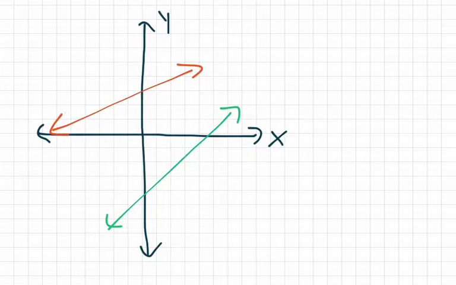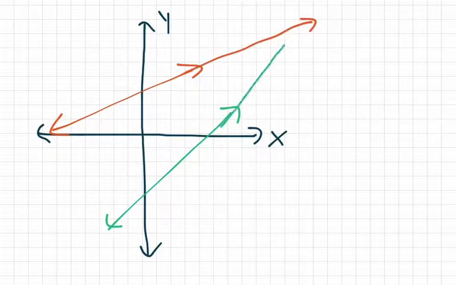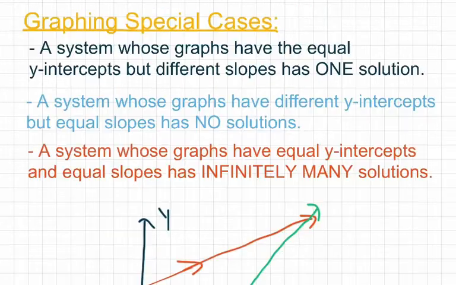If I were to extend these lines out and try and make them look somewhat good, we'd see that eventually they would intersect. So just because two lines don't intersect on the graph that you have doesn't mean that they're not going to intersect at some point. They have to be parallel in order for them to never intersect. So again, it's only parallel lines that are going to be no solutions. Alright, so let's start looking at graphing special cases.